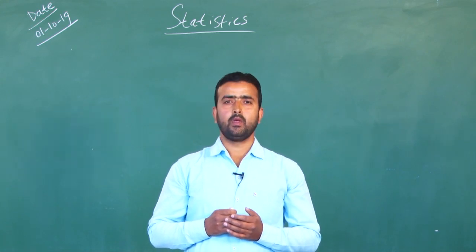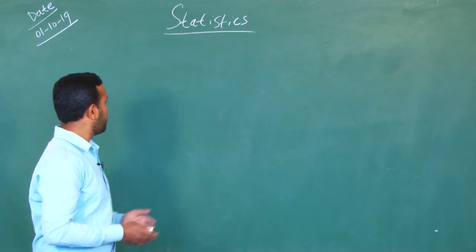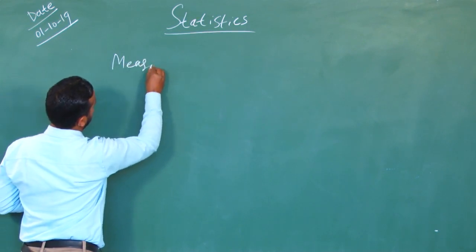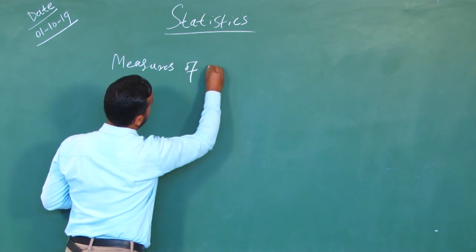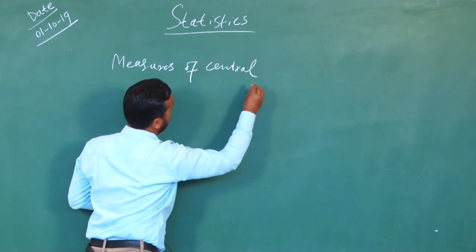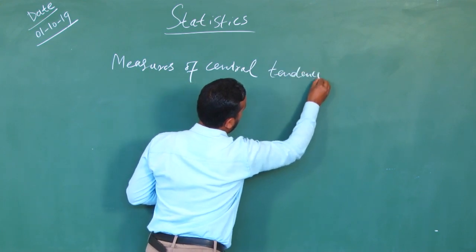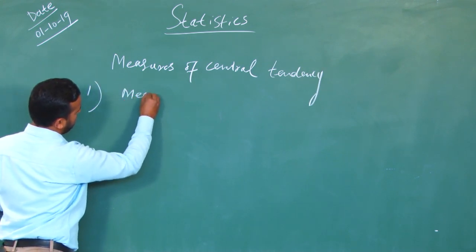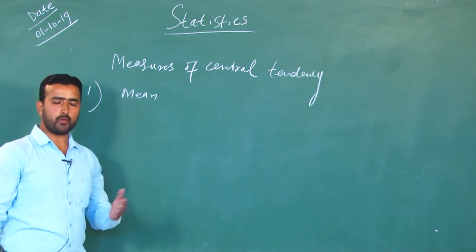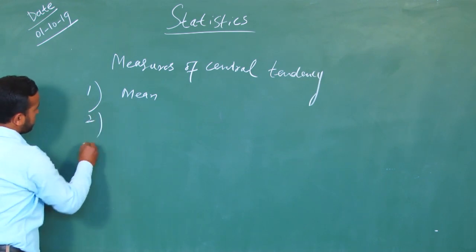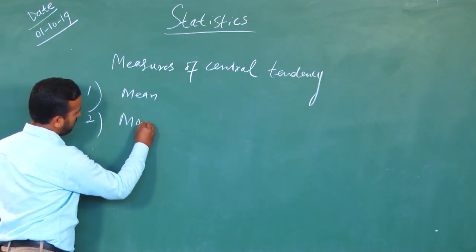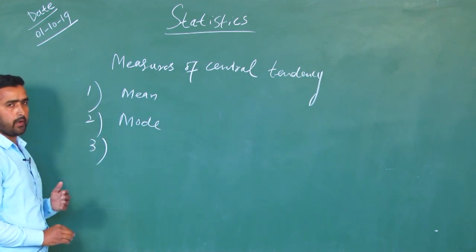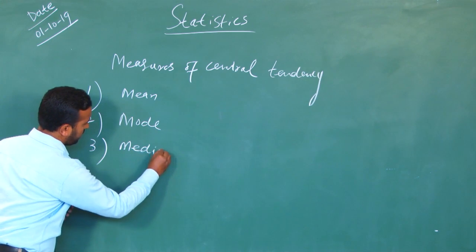But in class 10th, we are going to learn how to find the different measures of central tendency of grouped data. The various measures of central tendency that we are going to discuss today are: the first one is how to find the mean of the given grouped frequency distribution, the second is the mode of the given frequency distribution, and at the last, we will learn how to calculate the median of the given data.